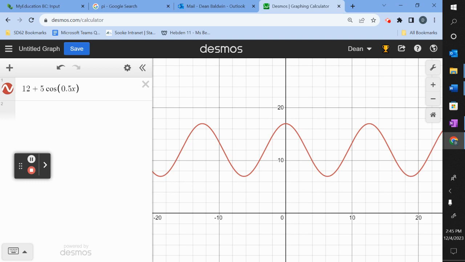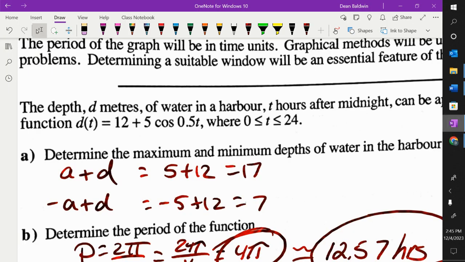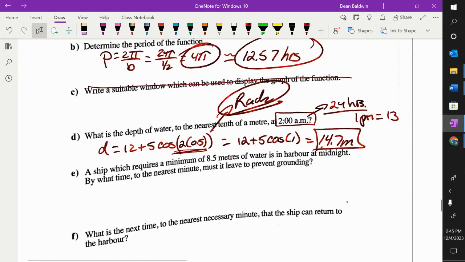Put your hand up if you have this graph. Okay. This is the hardest thing we do all day. Okay. All right. So I don't even know what the question is now. Okay. We need to know when it's 8.5 meters. Like when does the ship need to leave? So when does the depth fall below 8.5 meters?